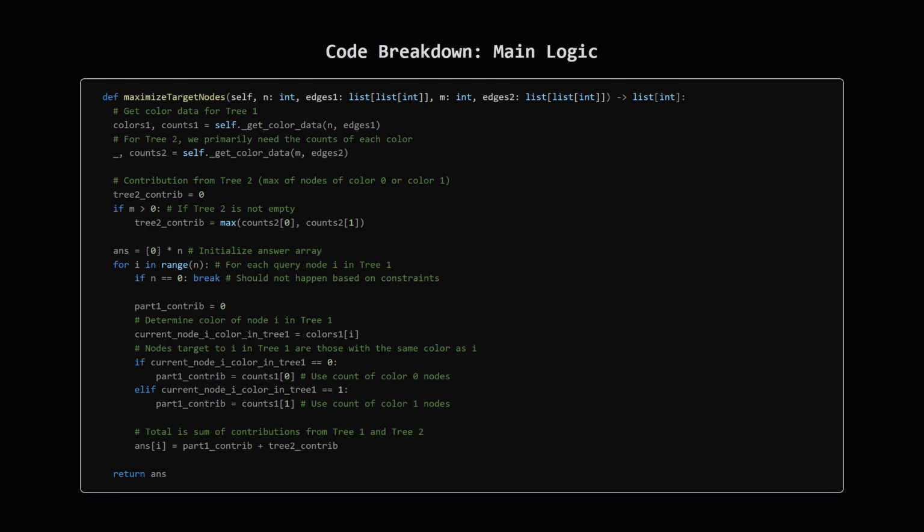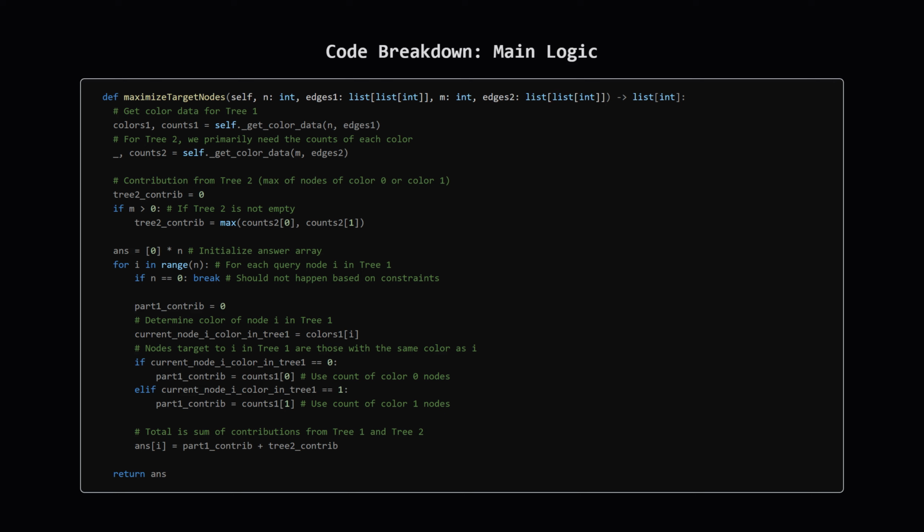Now, in the main function, first we call our getColorData helper for the first tree. This gives us the color of each node in tree 1, and the total counts of nodes for color 0 and color 1. Then, we do the same for the second tree. We mostly just need the counts of color 0 and color 1 nodes from it. The contribution from the second tree, as we discussed, will be the maximum of these two counts, assuming the second tree isn't empty.